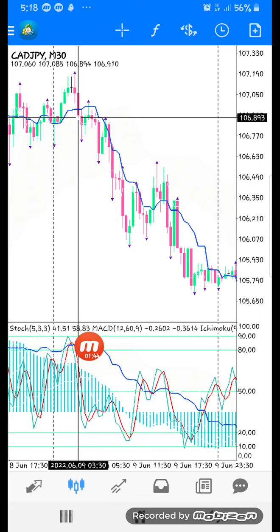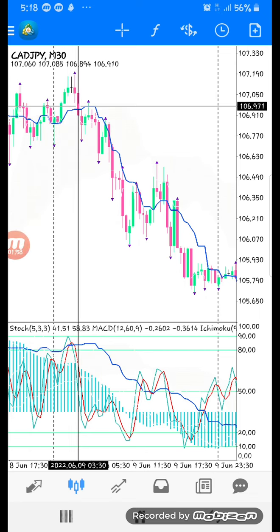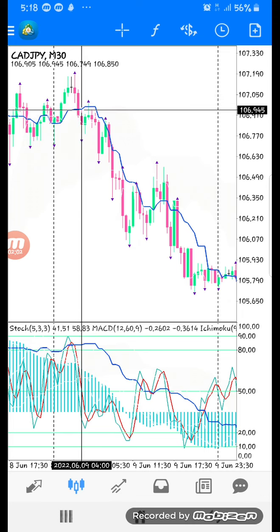While the Ichimoku in indicator window one is already at overbought, if you now have a breakout in your main chart, a candle that breaks the Ichimoku line and closes completely below the Ichimoku line, that's an entry point.